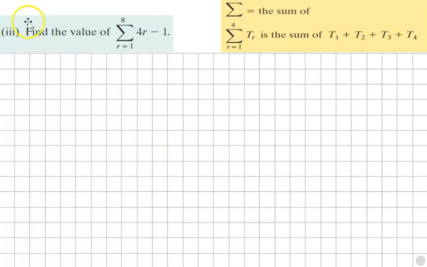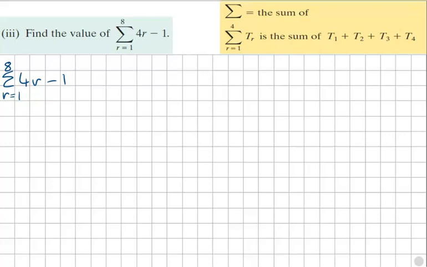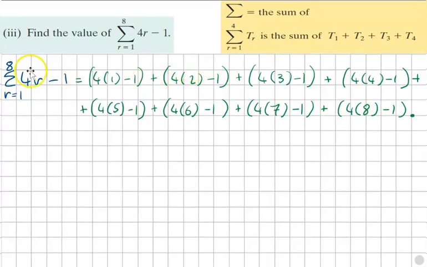Part 3, find the value of sigma, so the sum of all values, of 4r minus 1 from 1 to 8. So I'm going to write out 4r minus 1. I'm going to replace the r with a set of brackets, and I'm going to put 1 into the brackets to start off with. So this time r is equal to 1 starting off. And then I have 2 in the brackets, 3, 4, 5, 6, 7, and 8. So 8 is the final number inside our brackets, and we have a full stop.